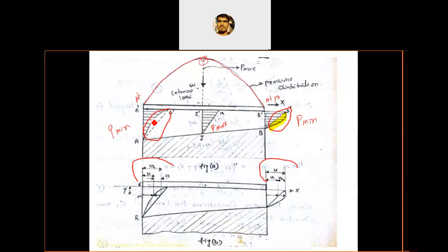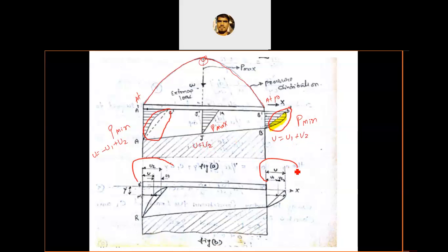And this is the velocity distribution. At this cross section, the velocity u is equal to minus u1 and u2. Here the velocity is u2, and here the velocity is u1 plus u2.